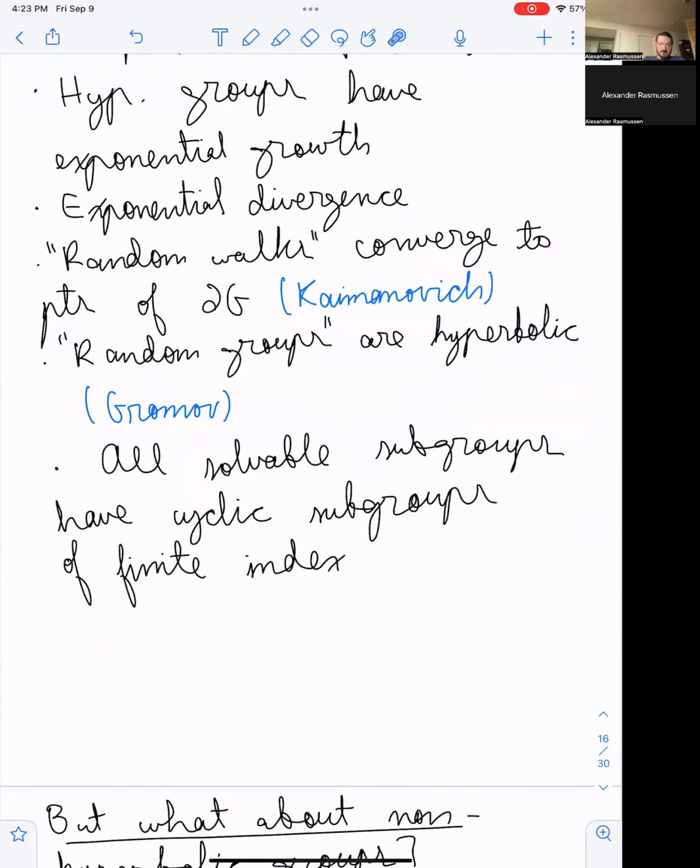And you can say lots of algebraic stuff. For instance, solvable subgroups of hyperbolic groups are very constrained, namely any solvable subgroup will have a cyclic subgroup of finite index.